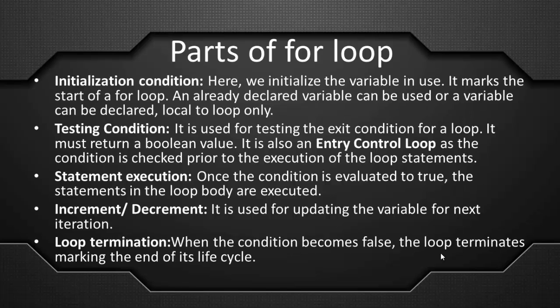Parts of for loop. Initialization condition. Here, we initialize the variable in use. It marks the start of a for loop. An already declared variable can be used, or a variable can be declared, local to the loop only.